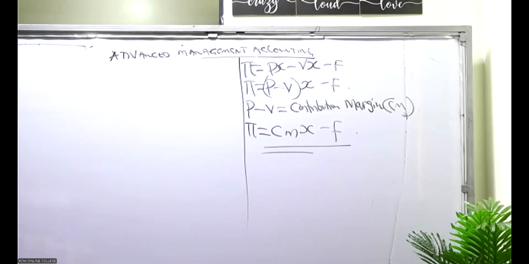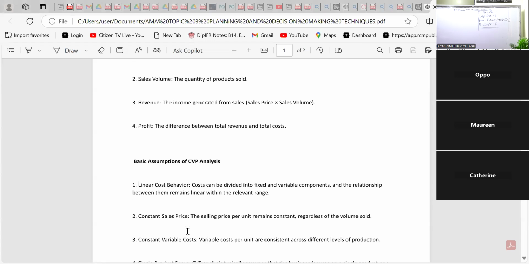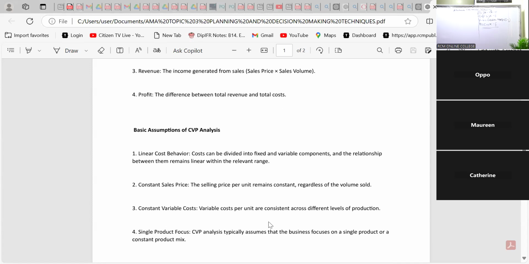All right, ladies and gentlemen, from there we shall be able to go straight away to profit or non-profit, the basic assumptions of CVP. So basic assumptions of CVP, number one, we have what we call linearity. Linear cost behavior. We have a constant selling price. We have a constant variable cost. The variable cost per unit is always the same throughout.